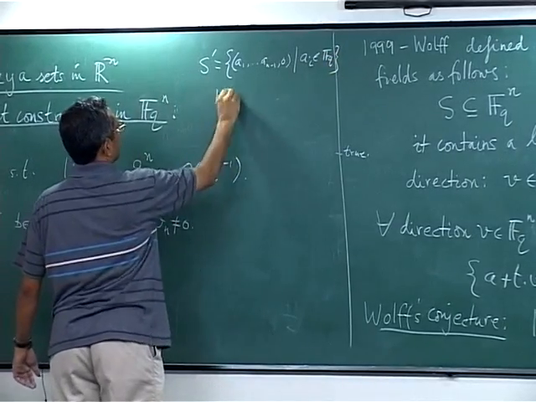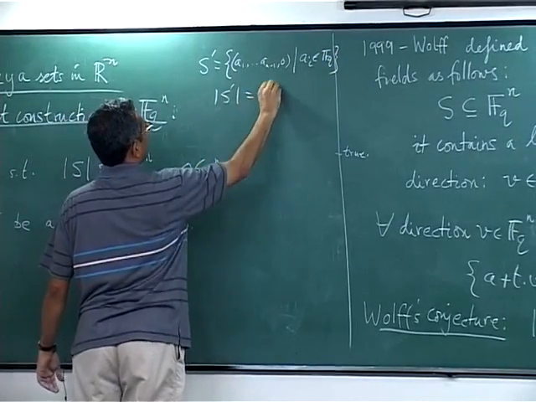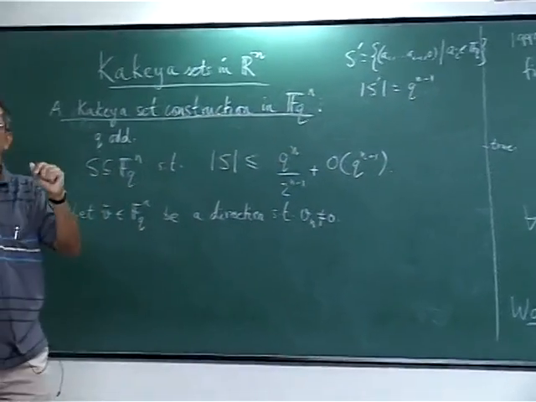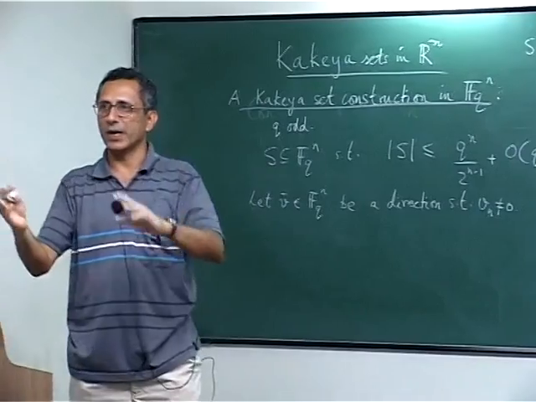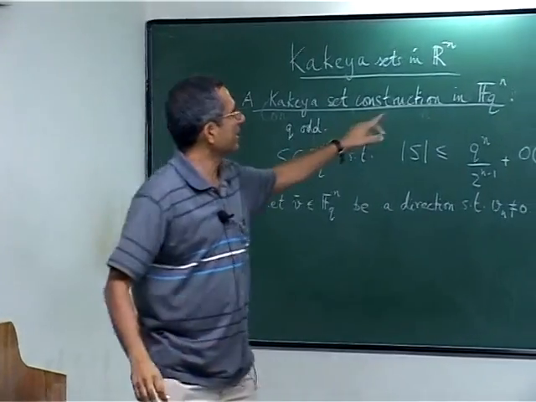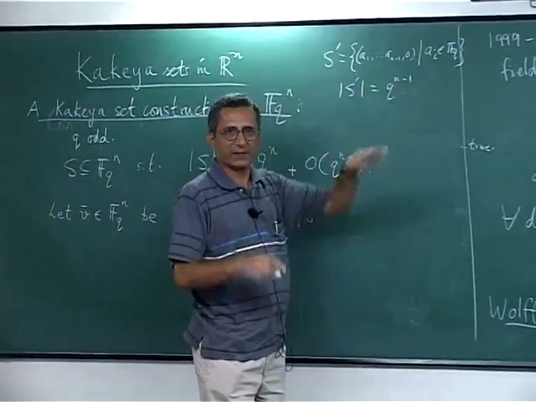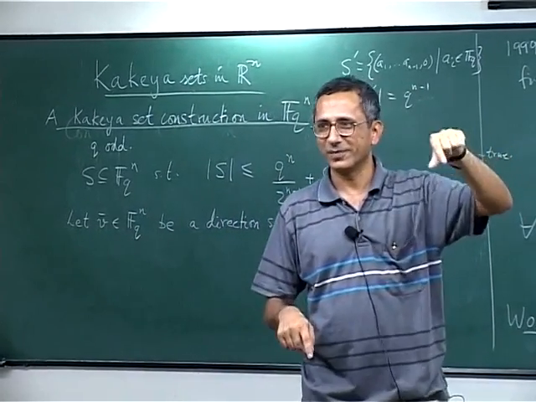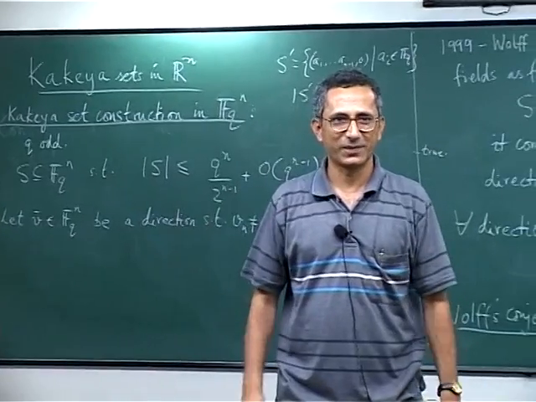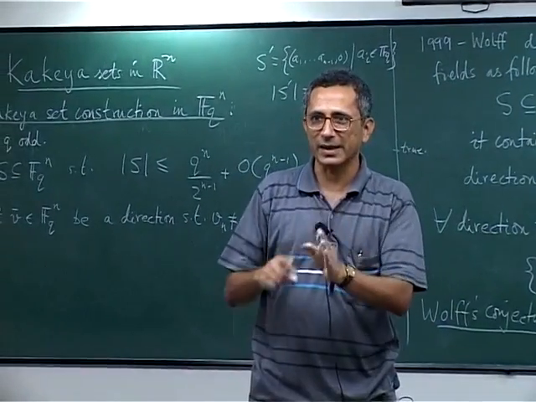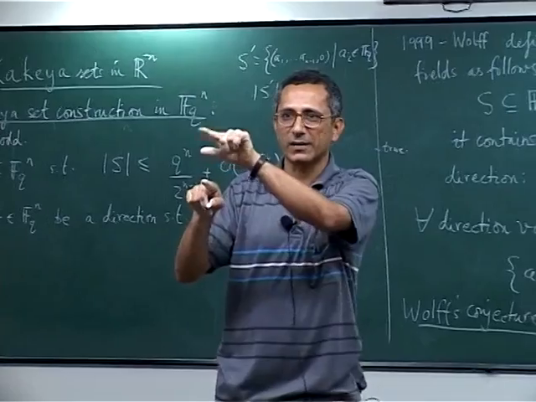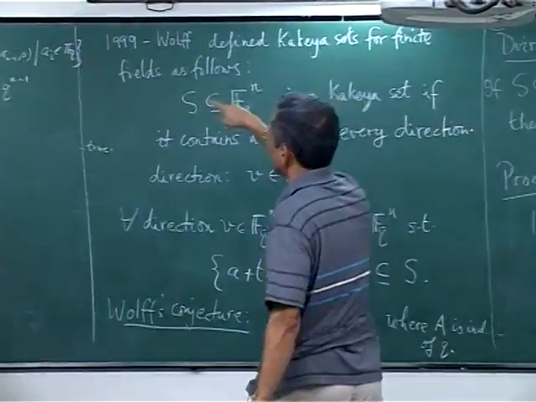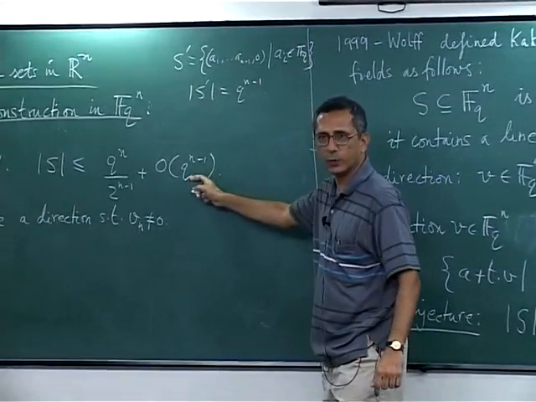Okay, this set S prime has cardinality exactly q^(n-1). So I'm going to add this set S prime to my S anyway. I'm going to increase its cardinality only by q^(n-1), and this contains a line in every direction V where Vn is 0, because it contains all such points anyway. Once you put such a direction, any multiple t times V will also have the nth coordinate as 0. So that is part of this order q^(n-1).